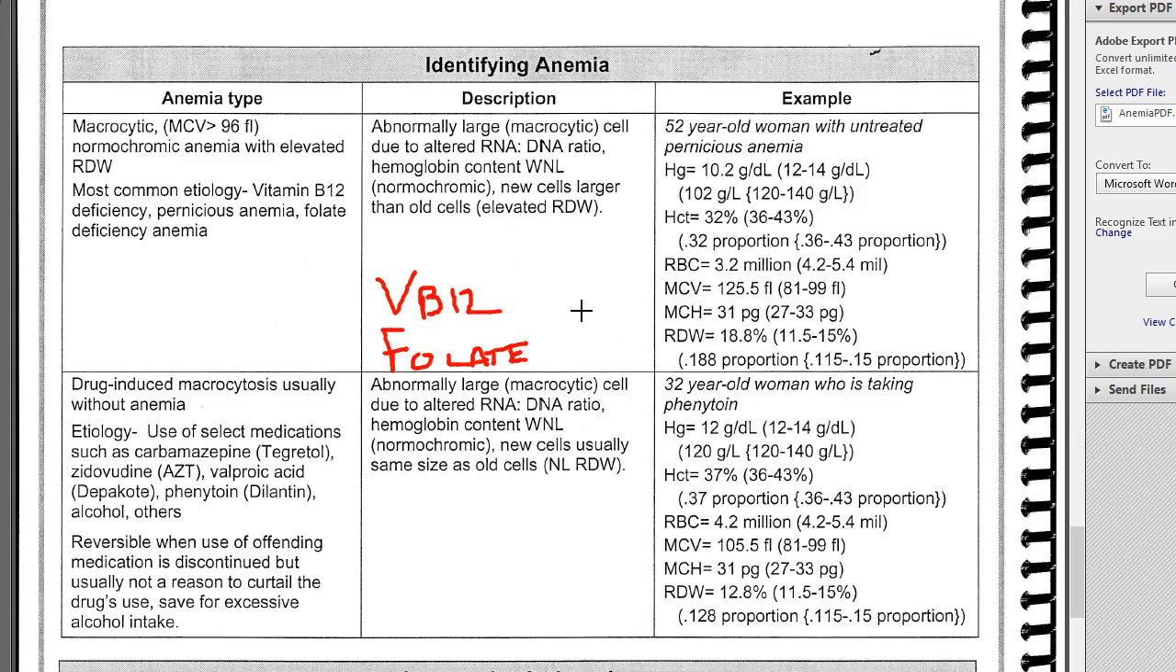All right, anemia of chronic disease. Actually, sorry. I need to back up. I need to cover this last one here. The drug-induced macrocytosis without anemia. So again, the key here is you find what the underlying etiology is. There's a list of different drugs that are used. Usually this is reversible when you just take away the offending agent. Fairly simple. That's how that's going to present. So again, look out for these drugs. They're the main offenders.